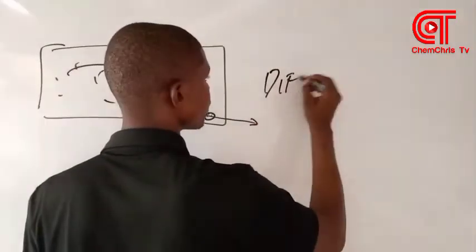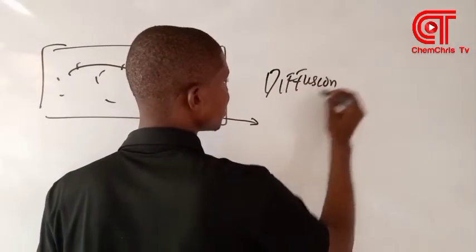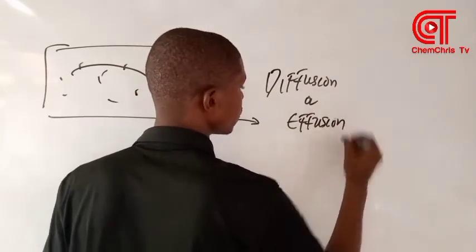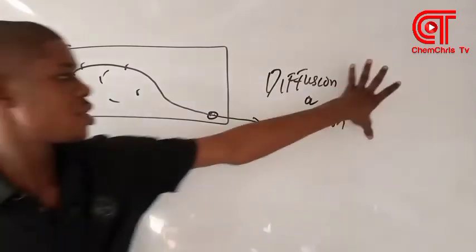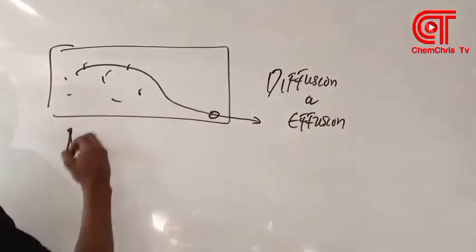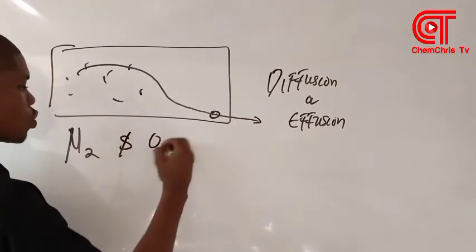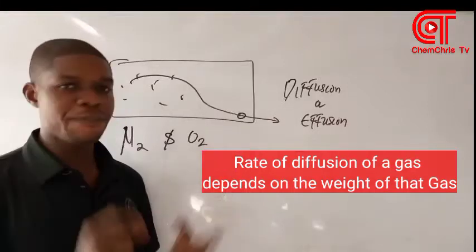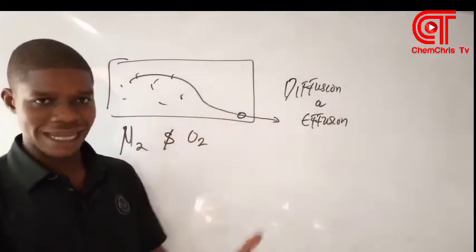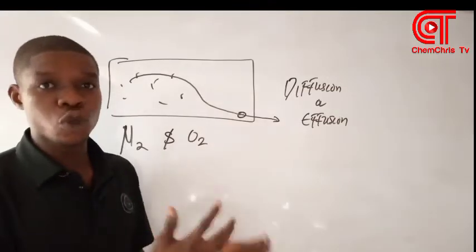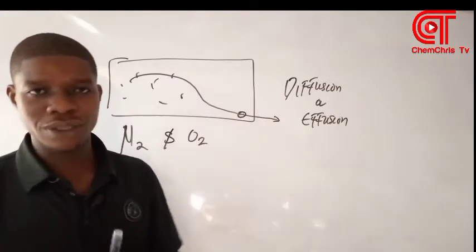Diffusion is also the same thing as effusion. The two terms are used interchangeably. Do you get that? Now if you compare N2 and O2, one thing you want to understand is that the rate of diffusion of a gas depends on the weight of that gas. Heavy gases diffuse slower compared to lighter gases.